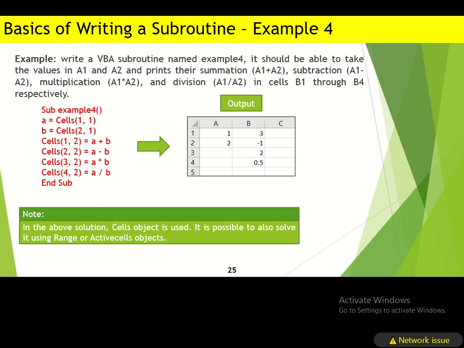Okay, so for example, we want to write a subroutine example 4, and it should be able to take the values of a1 and a2 and print their summation. So you have to do a1 plus a2 and subtraction and multiplication and division in cells b1 and b2 and b3. So b1 is addition of a1 and a2, b2 is subtraction of this and this, and so on. Okay, clear? So what will I do?